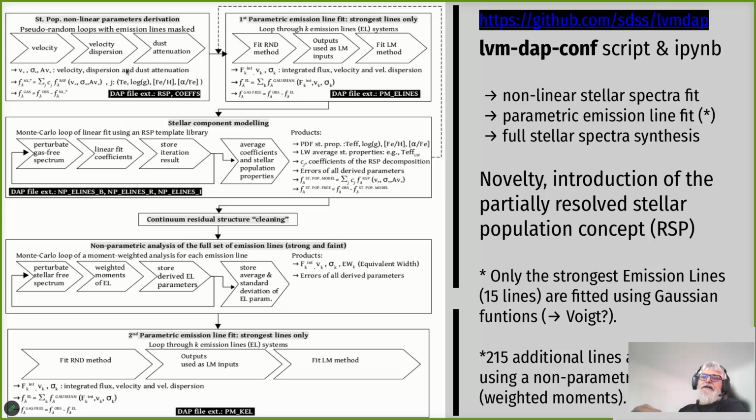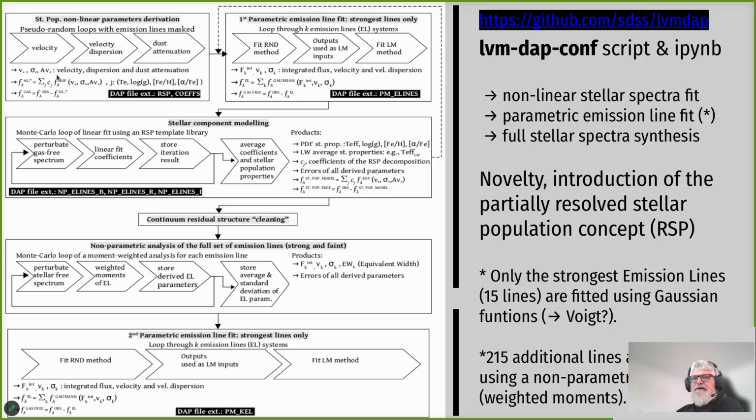In this process, we assume that all RCPs share the same dust attenuation in a screen approach, the same velocity dispersion and the same systemic velocity. And of course, this is something to discuss for future developments, but so far it's done that way.